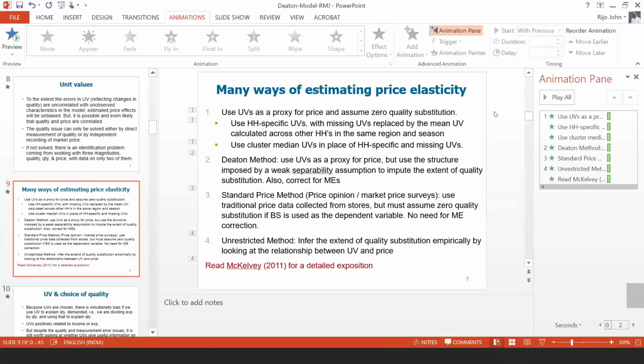And a fourth method is the unrestricted method. It basically infers the extent of quality substitution empirically by looking at the relationship between unit values and price.